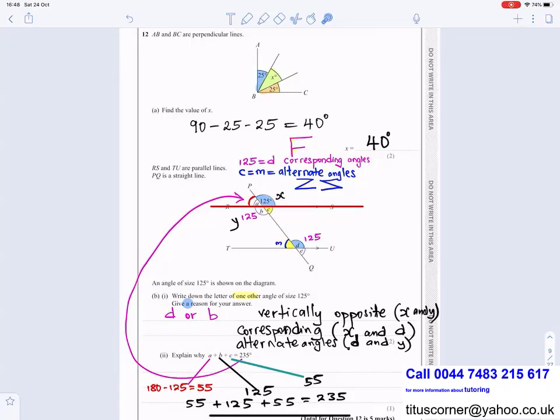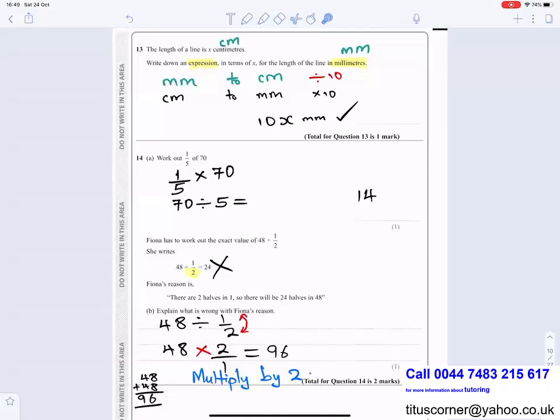And we next find angle C. Angle C, if you look at this straight line, angle C is 180, take away 125, and that gives you 55 degrees. So angle C is 55. So when you add A plus B plus C, 55 plus 125 plus 55, it gives you 235 degrees. And that is why you get that angle. That's 235 degrees.